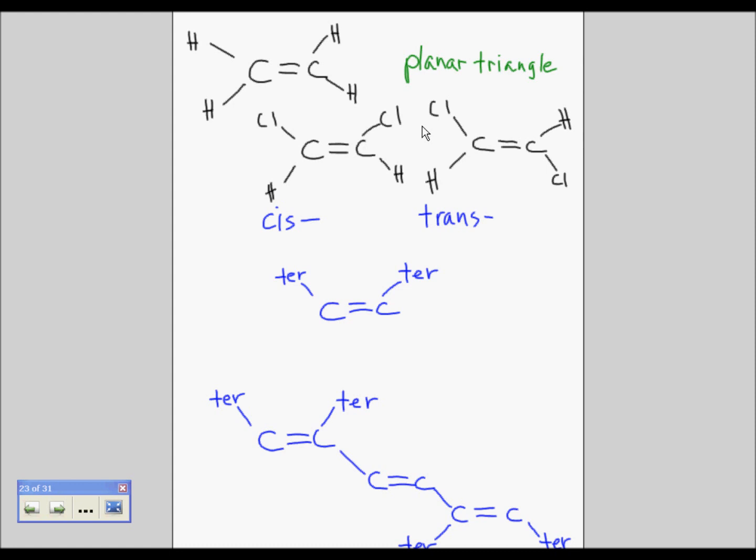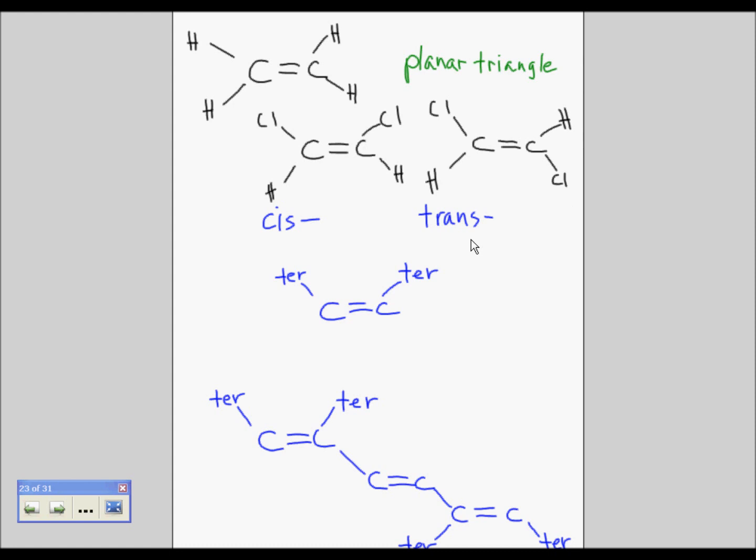You can end up with chlorines on the same side of the double bond. And chemists need a way to name these because these actually are different structures. You can get chlorines on the same side of the double bond, or you can get chlorines on opposite sides of the double bond. And when they name these compounds, if they're on the same side of the double bond, they call them cis. And if they're on opposite sides of the double bond, they call them trans.